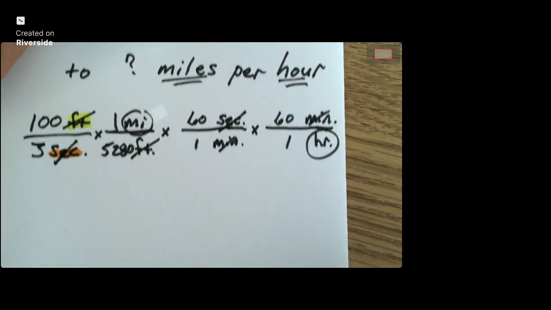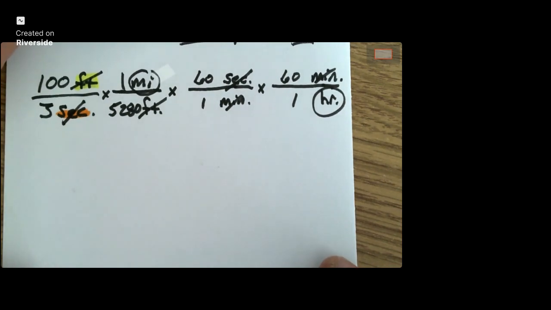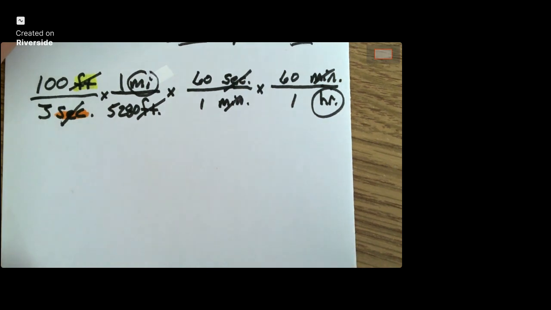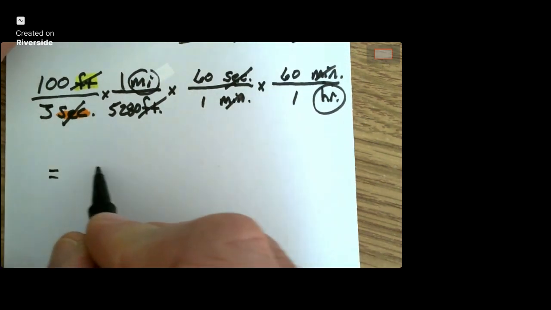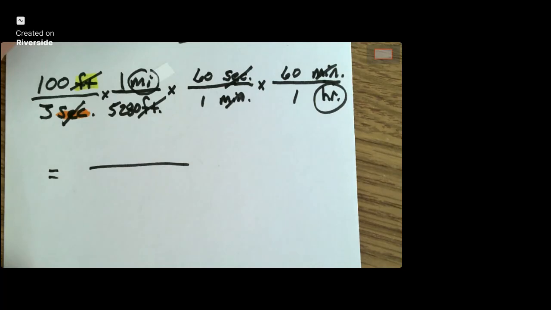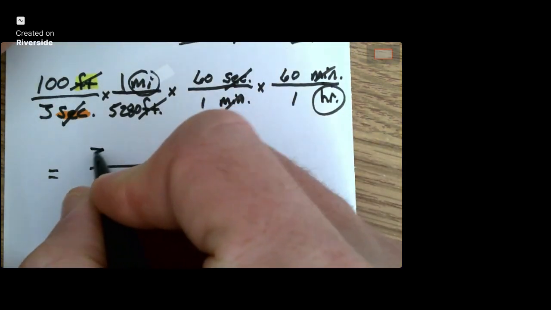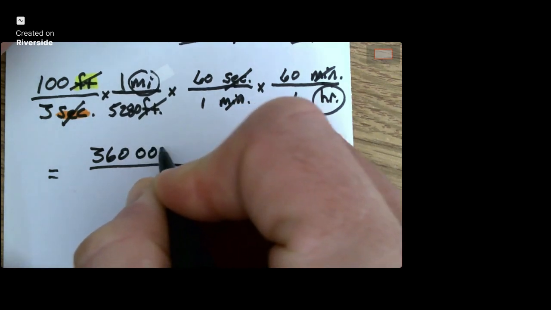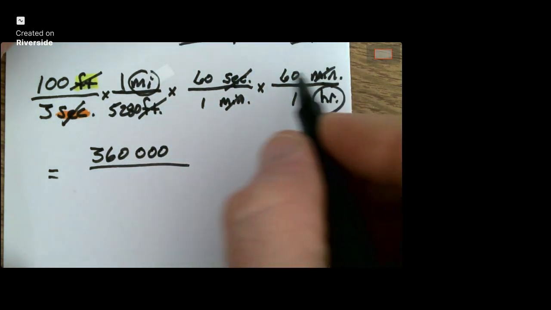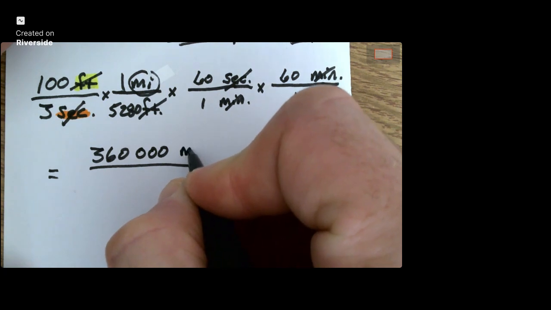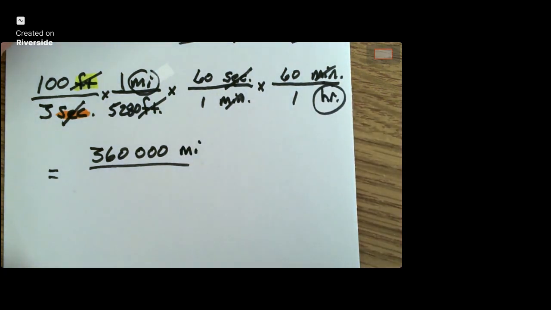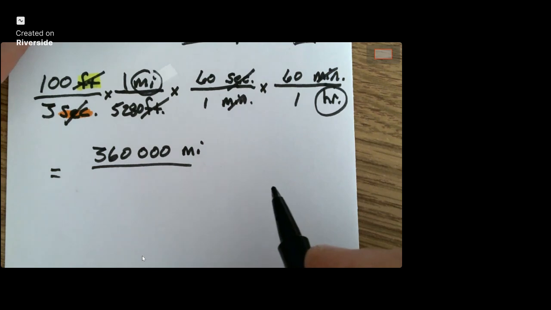Remember, multiplying fractions is easy. I'm going to scoot this up. You don't have to get any common denominators or do anything fancy. You just multiply your tops and you multiply your bottoms. And we're going to get a new fraction here. So let's do that. I'm going to take 100 on top times 1 times 60 times another 60. And that's going to give me the number on top, 360,000. And we still have miles on top. So those are our units that are going to stick with that top number. Okay, so our new top number is 360,000 miles.